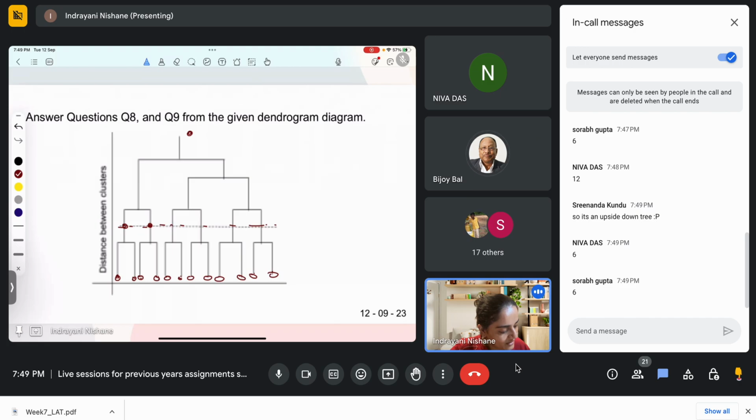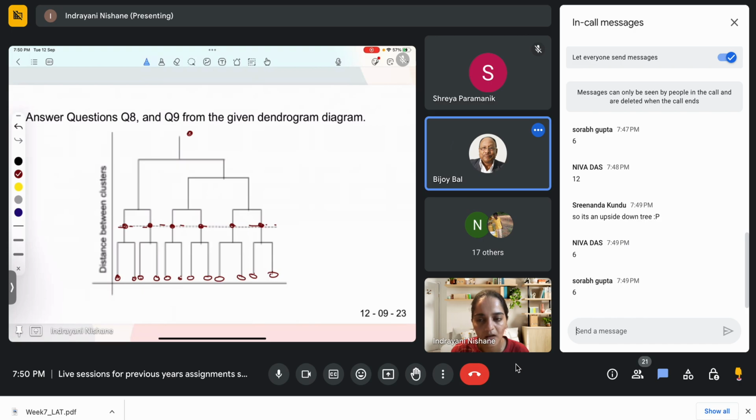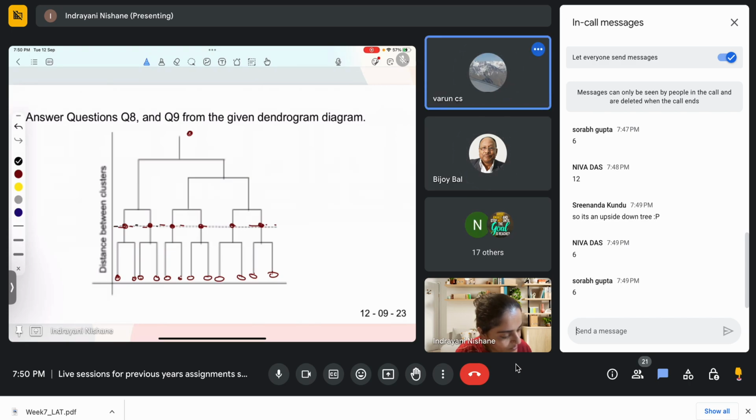So how many leaves do we have now? Ma'am, 6 leaves. 6, yeah. So how many clusters are at the dotted line? Not 12, not 4. At the dashed dotted line, 6. 6 is the correct answer.